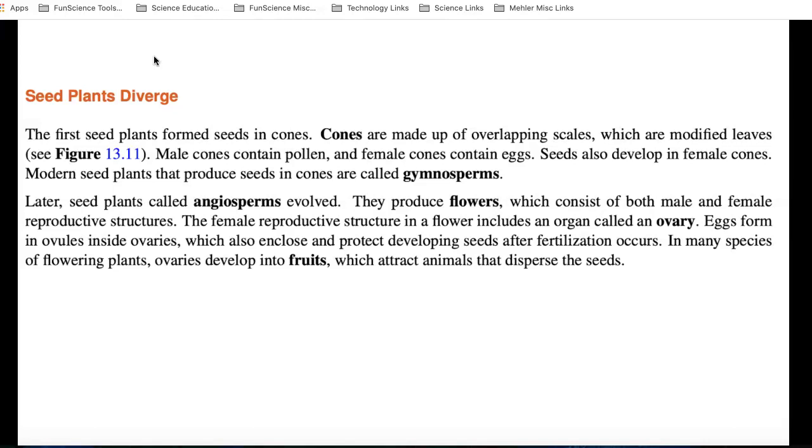Later seed plants, angiosperms, produce flowers, which consist of both male and female reproductive structures in an organ called the ovary. We'll see those. And in many species of angiosperms, which are flowering plants, the ovaries develop into fruits. So we'll take a look at some examples of those in a couple minutes.